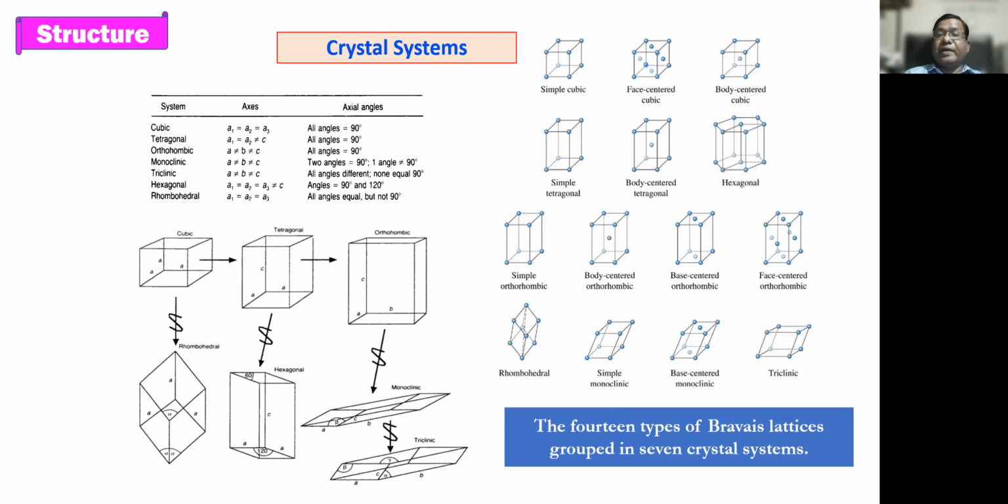So here is the point I want to tell. These are the Bravais lattices. Bravais lattices are basically the actual combinations which are available in nature. It depends upon the extra atom which is sitting. If there is an extra atom sitting at the face, then it is called face-centered cubic. So it is at the center of the face, and there are six faces.